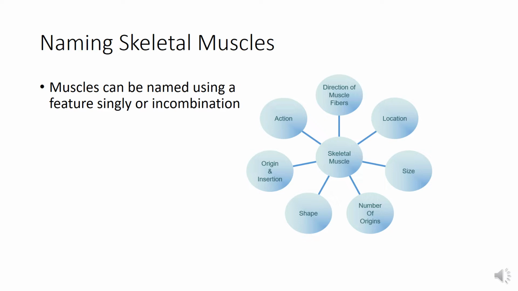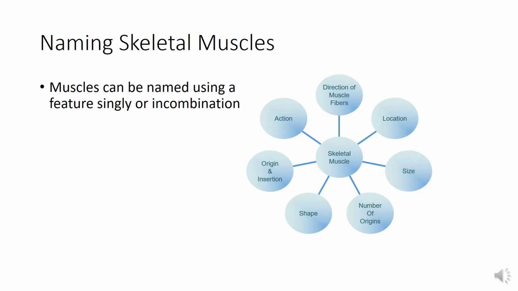So, the naming of skeletal muscles. Muscles differ from each other in their shape and size and in their attachments, positions and actions. All these features, singly or in combination, have been used to name muscles. The muscle name can indicate the direction of muscle fibers, the muscle fascicles, its location, and its size.